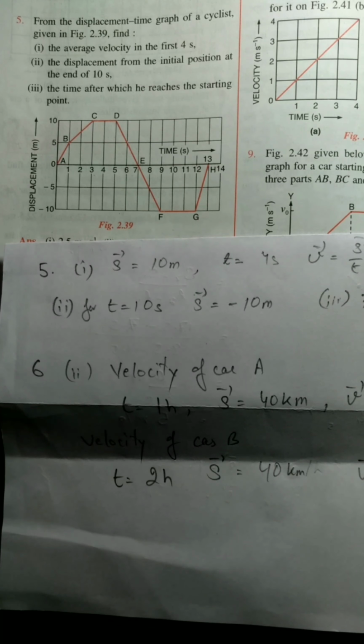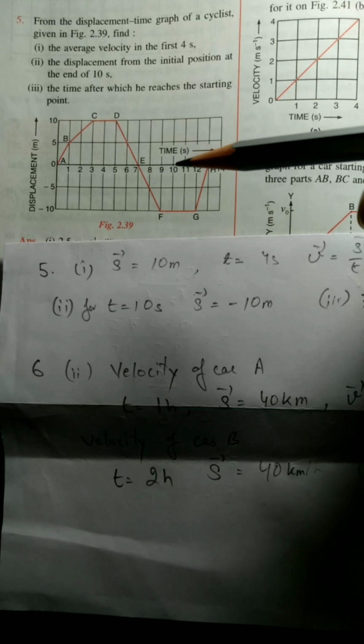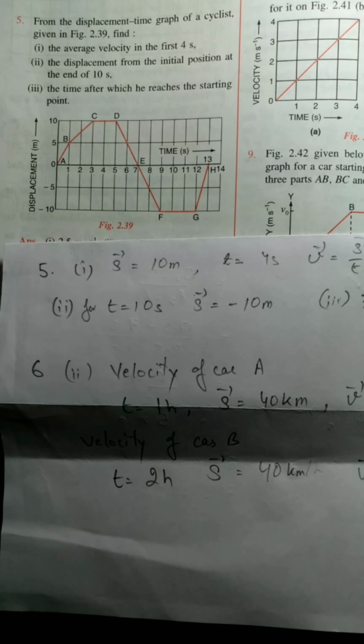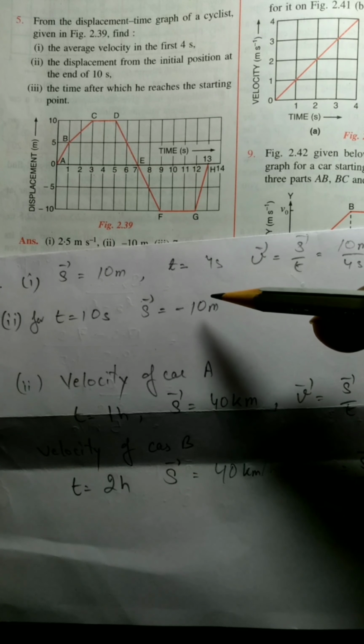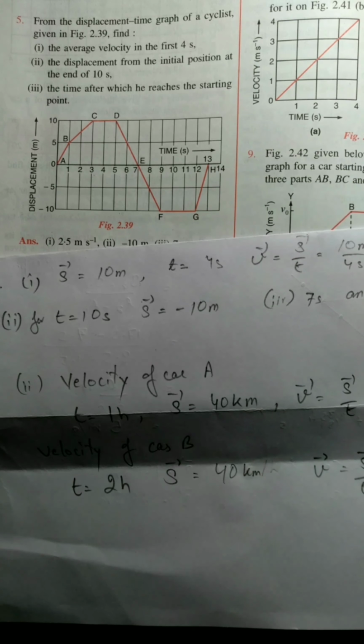Number 2, the displacement from the initial position at the end of 10 seconds. At the end of 10 seconds, that means here, and they are asking us the displacement from the initial position. This is the initial position. For t equals 10 seconds, the displacement is minus 10 meter. That means it has moved to the opposite direction.